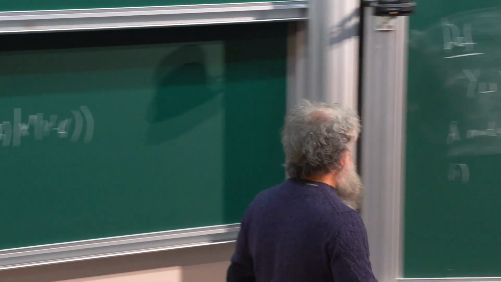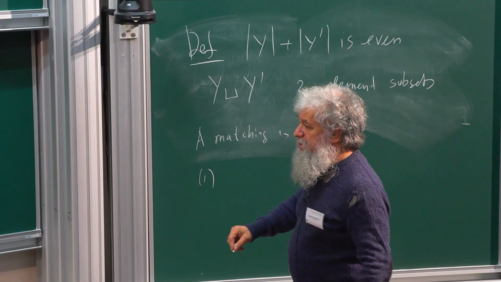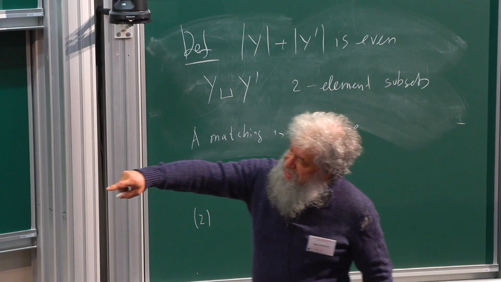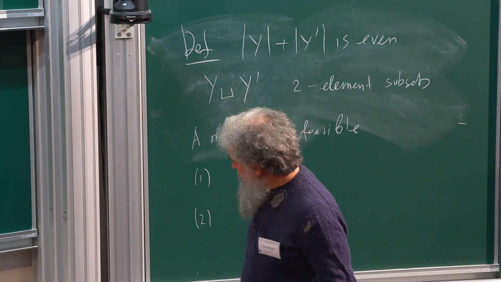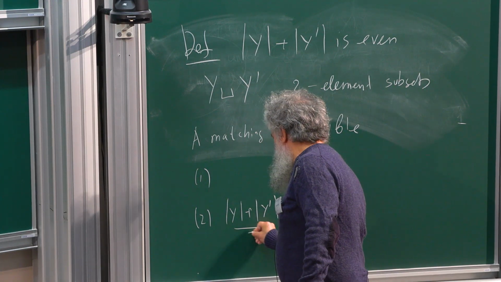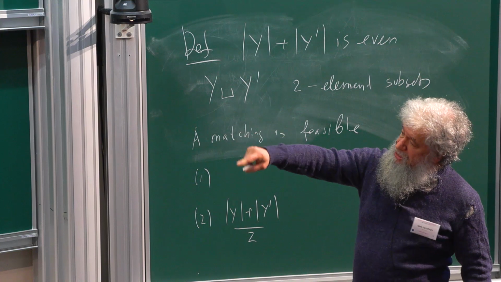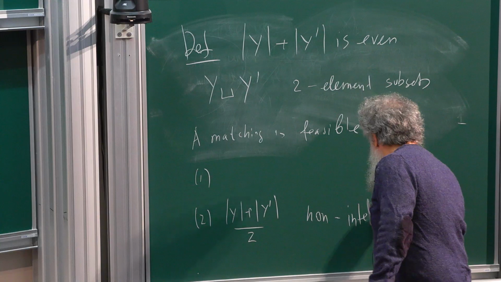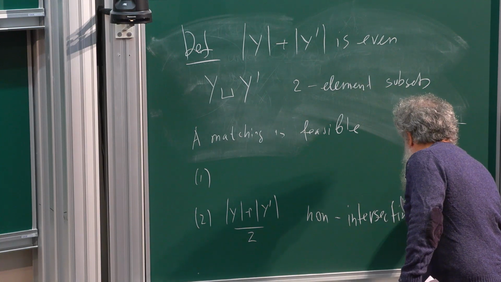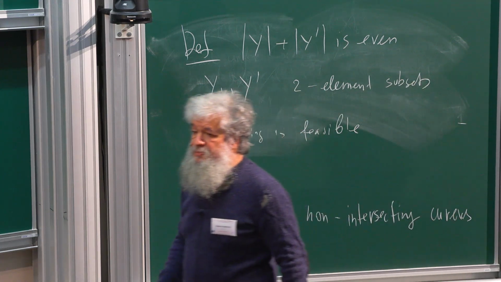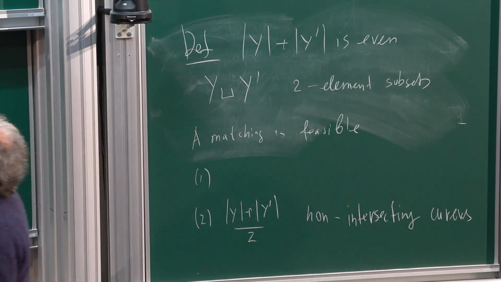So this is condition 1, and condition 2. Then we draw such (y plus y prime) divided by 2 curves. Then they have to be non-intersecting. And then the theorem.